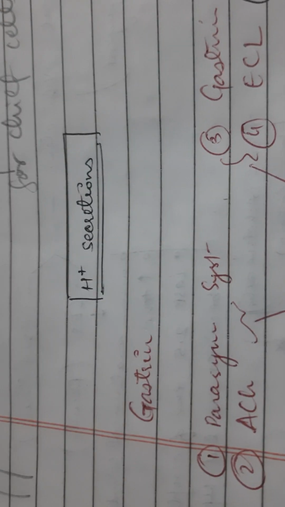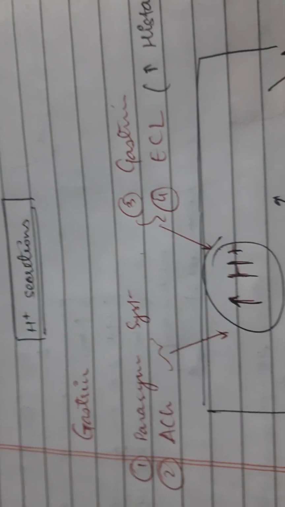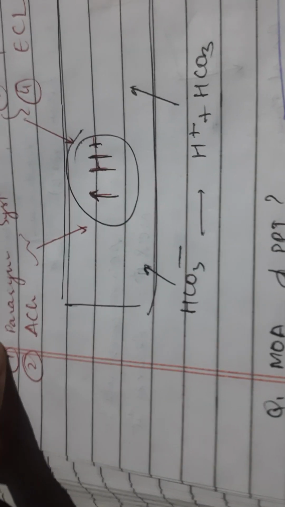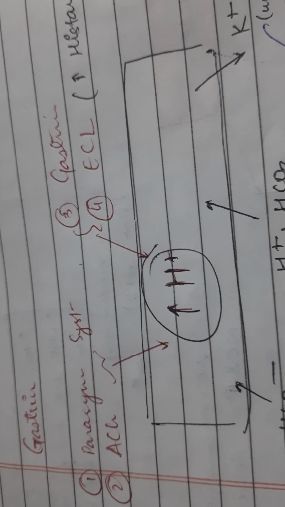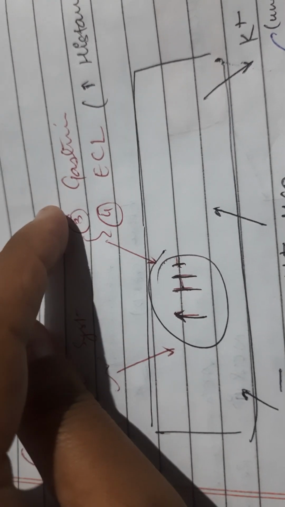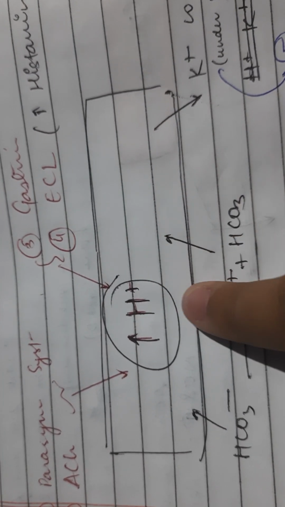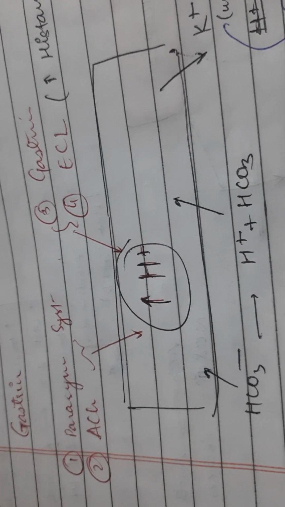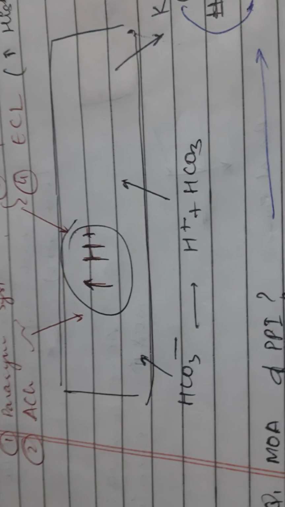Then H plus secretion is increased by gastrin. Parasympathetic stimulation, acetylcholine, and gastrin increase H plus, and then ECL, enterochromaffin-like cells, increase H plus. It releases histamine. So in the stomach, H plus is increased mainly because of gastrin, the parasympathetic system, acetylcholine, and ECL.